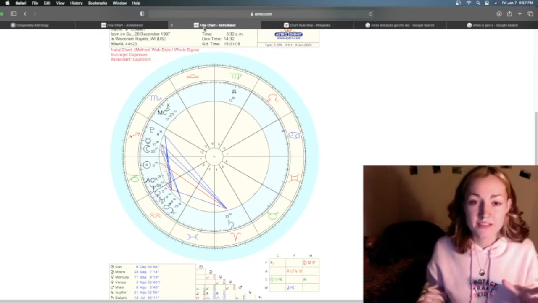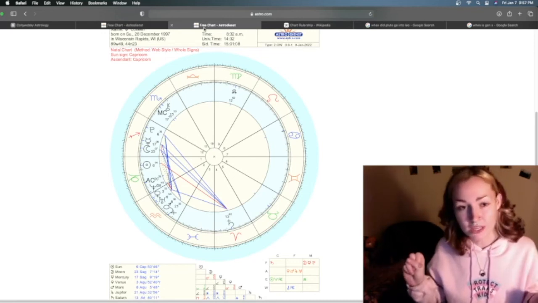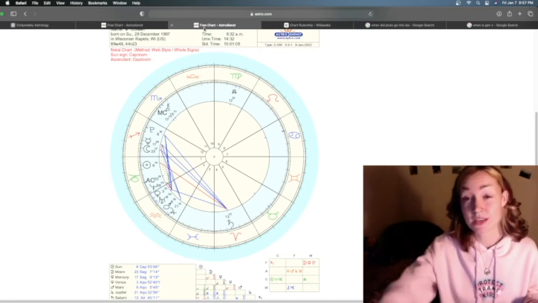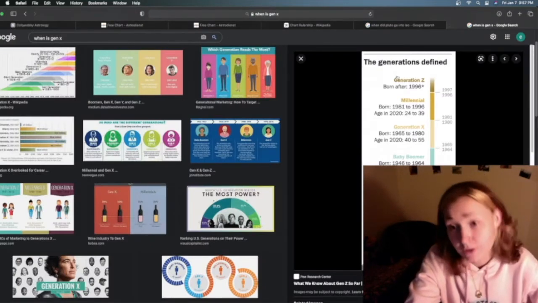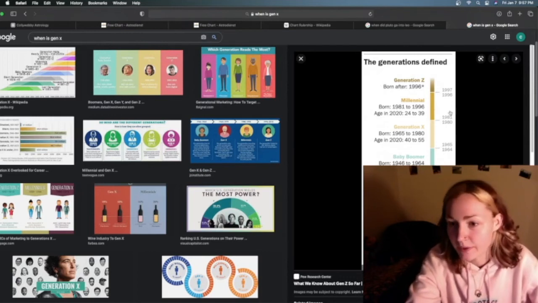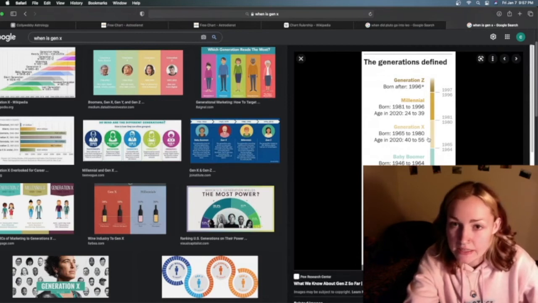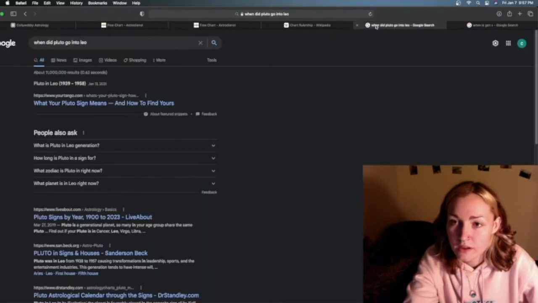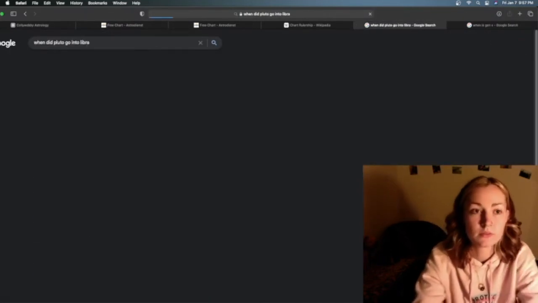Now, Gen X and baby boomers are sort of murky as far as the associations with that, but I did find this graphic that literally confirms the 96 and then says 81, but 83, whatever. It says Gen X from 1965 to 1980, and if we look up, let's see, when did Pluto go into Libra?